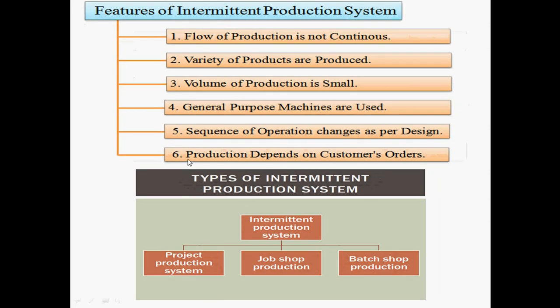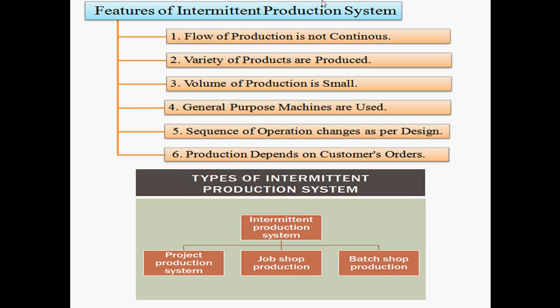Now we move to the next, that is intermediate production system. Here we get a variety of products. That means according to the customer need, we get the products and then we manufacture the products. Likewise, we can do the intermediate production system, because here the volume of production is small. So small batch production is there. According to the customer need, we can manufacture.